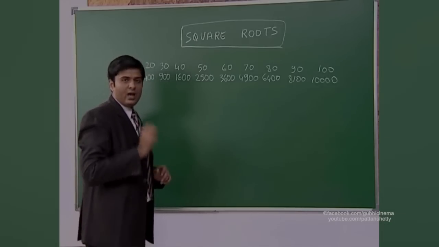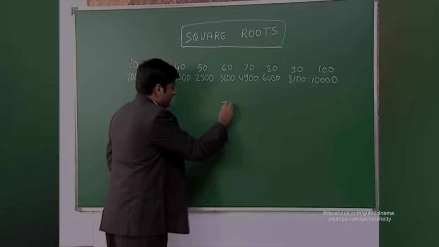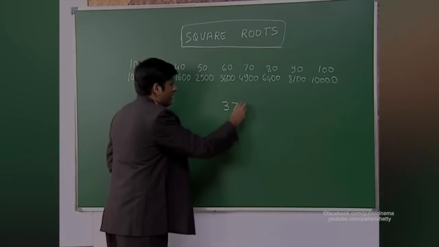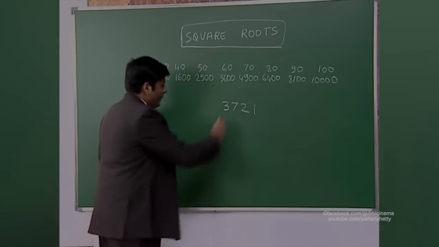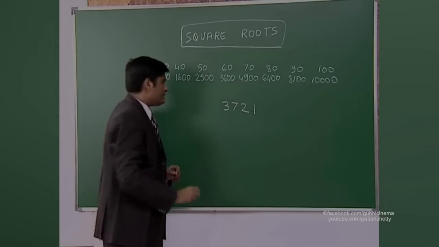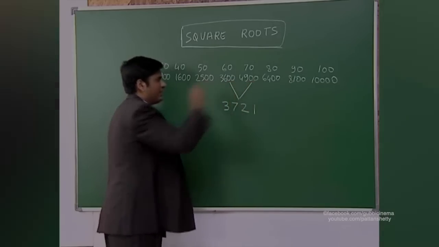Suppose friends, I want to find the square root of the number 3721. Now I know that this number lies between 3600 and 4900.